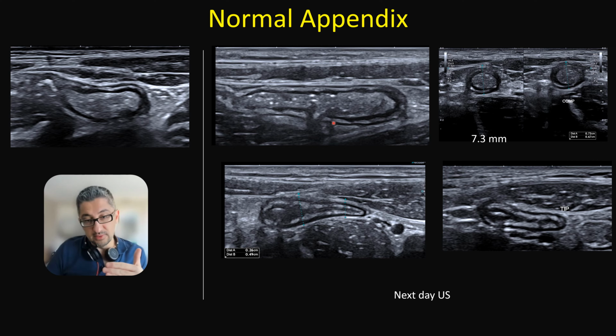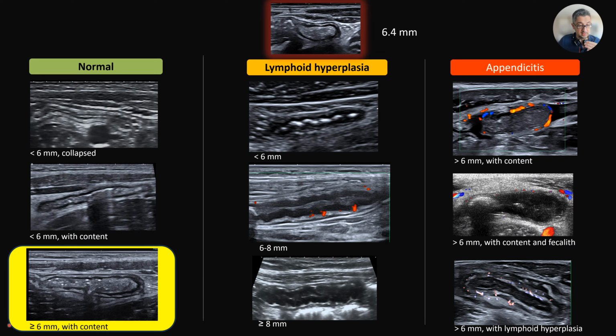So this one was actually overcalled as appendicitis and turned out to be a normal appendix, falling into this category: over 6 millimeters, filled with content.